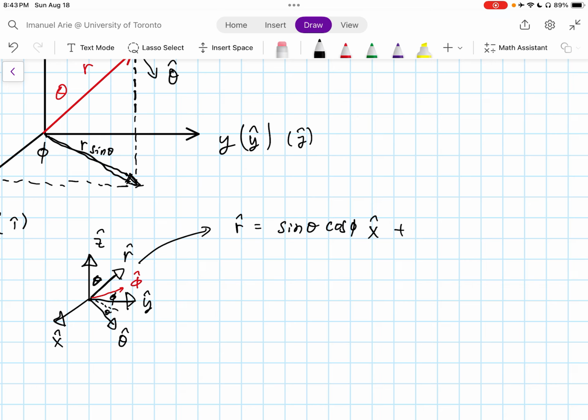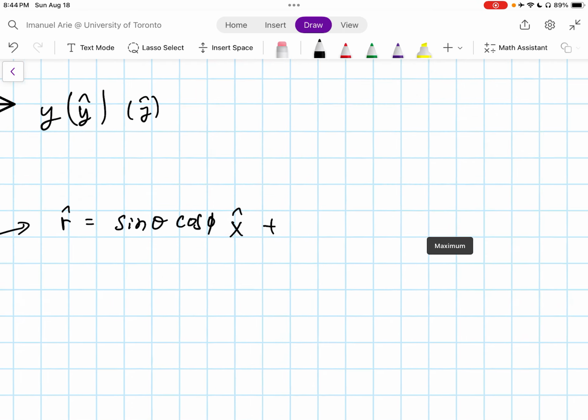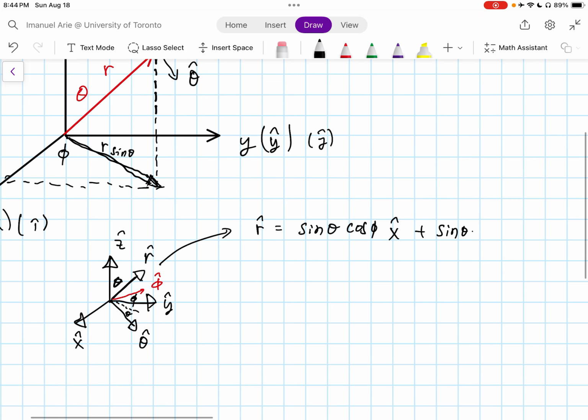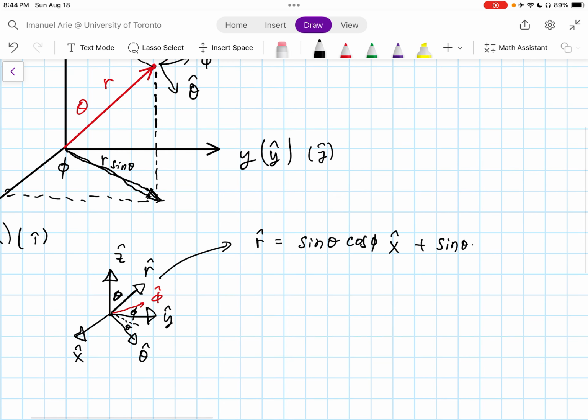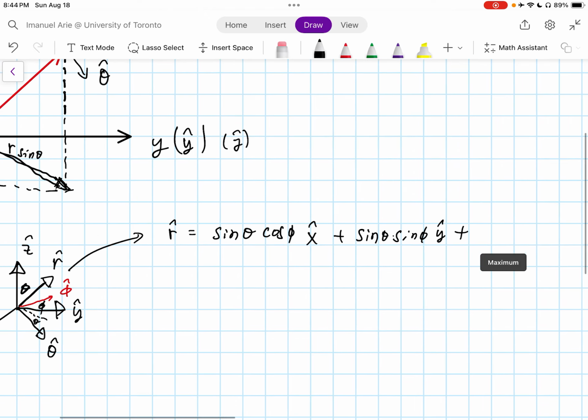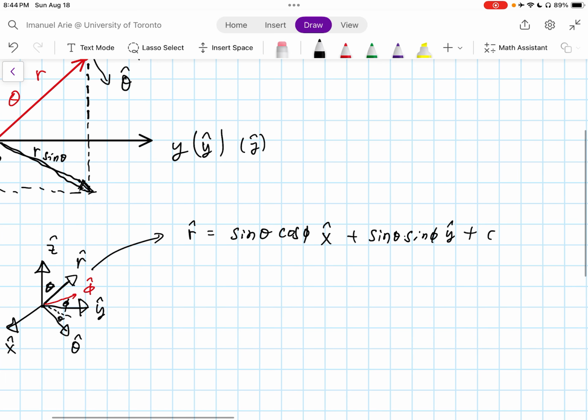Now, for the y hat component, we have what? The projection of r hat onto the xy plane, and then we project that once again onto y hat. So we will have sine theta times, if we project it onto y hat, sine phi times y hat, plus r hat projected onto the z-axis or z hat, which is cos theta z hat. So there you go. This is basically r hat in terms of x hat, y hat, and z hat.